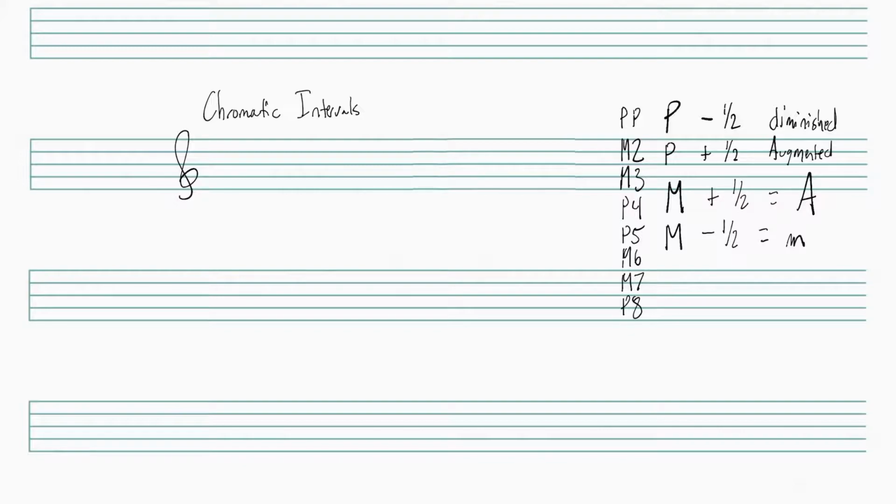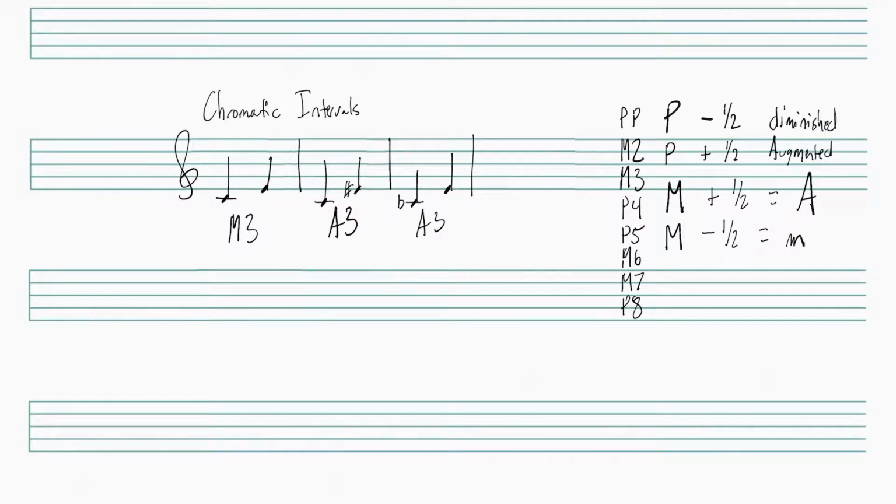So let's take the major third in C major. So C, E. So that's a major third. Just like with the perfect interval, if we raise the second note or the higher note by a half step, C to E sharp, that becomes an augmented third. Also, we can lower the first note by a half step, so that becomes C flat. You have E. That would also be an augmented third.